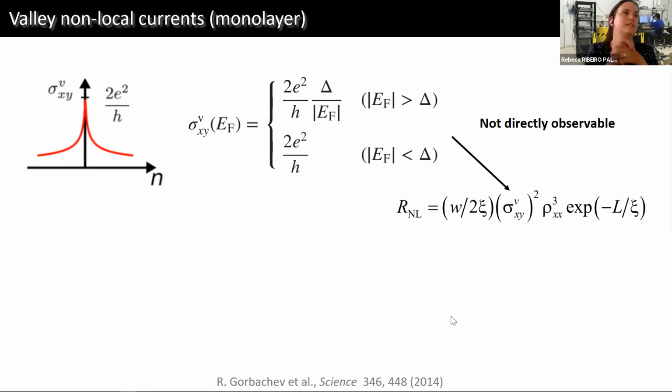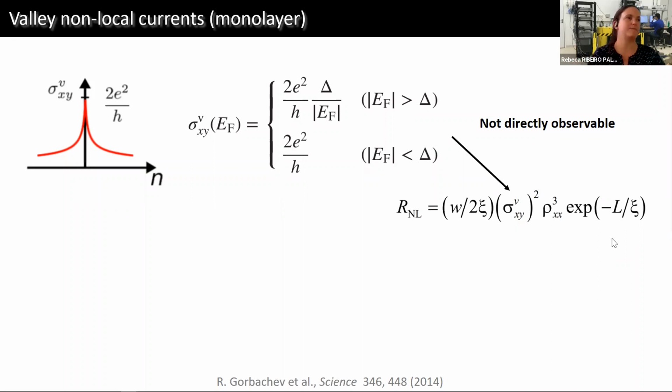So unfortunately, we cannot have access to this valley Hall conductivity, but there is another quantity that we can have access to that is closely related to this valley Hall, that is the non-local resistance. So in this expression, we just have the non-local resistance, and I'm going to explain in just a second how to measure it. We have the width of the sample, a characteristic length of this valley current, the local conductivity, and the length of the system. So everything can be measured, and it's very easily accessible.